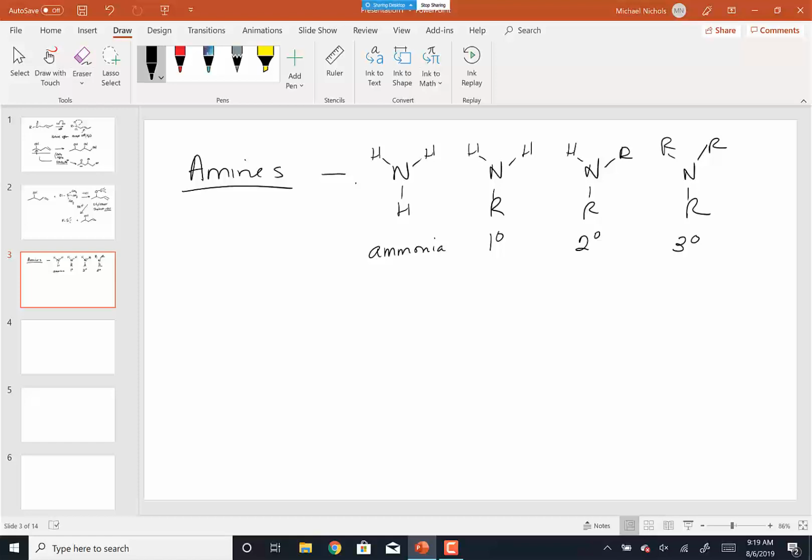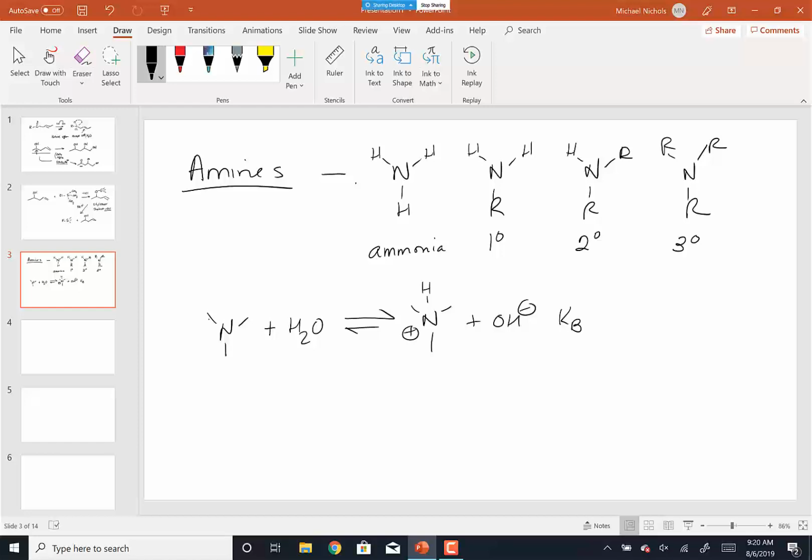So first is basicity. So amines are basic. When you put an amine into water, you get an equilibrium between the ammonium and hydroxide. So this is a Kb equilibrium, not a Ka, because amines are not acidic, they're basic. Put them in water, they take a proton away from water, they don't give one up.